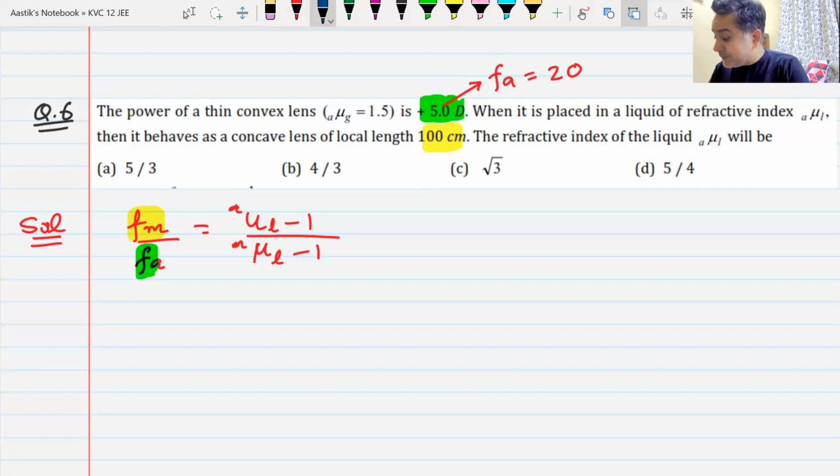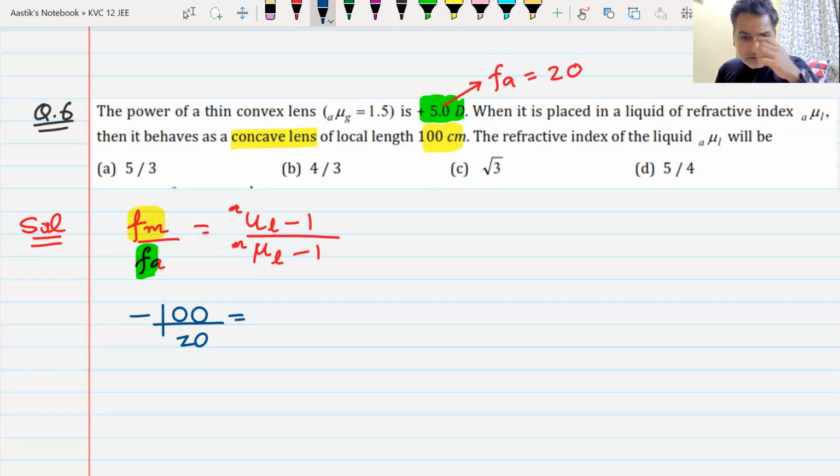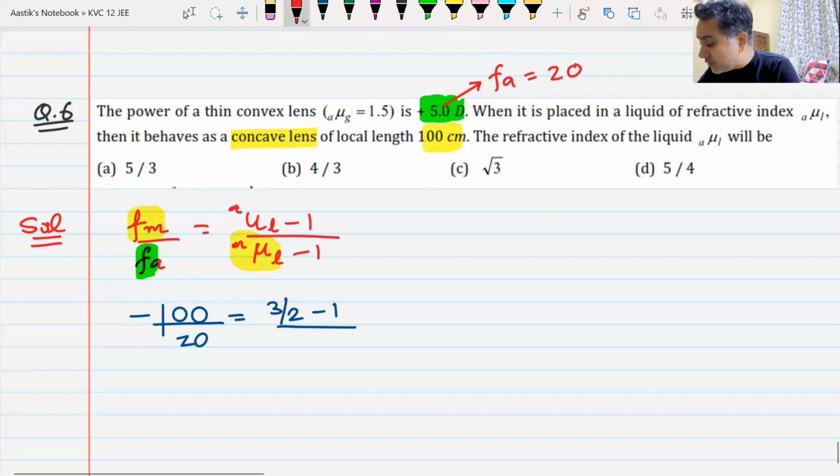So remember, in the medium, it is behaving as a concave lens. So we must remember that. So that will be minus 100, yes or no? Divided by 20. Minus 100 divided by 20. That should be equal to the refractive index of the glass or the lens with respect to air. How much is that given, bacha? It is given as 3 by 2. 1.5, 3 by 2, sir. Okay, 3 by 2 minus 1, divided by, you just have to find out now, the refractive index of lens with respect to the medium.